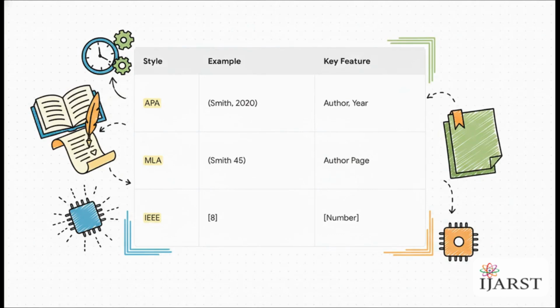And here it is. You can literally see those philosophies in action. APA gives you the author and the year. See? Timeliness. MLA gives you the author and the page number. Location, location, location. And IEEE, just a clean, simple number in a bracket. Efficient. Each one is prioritizing what its field cares about most.